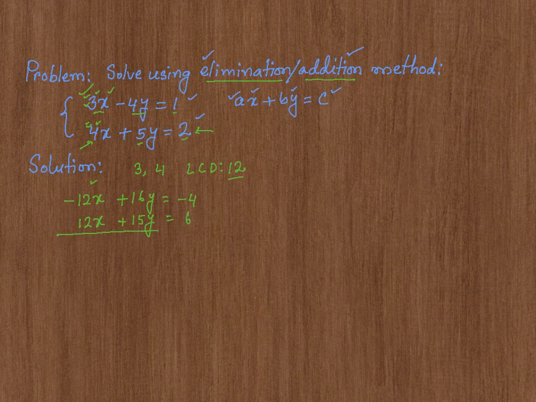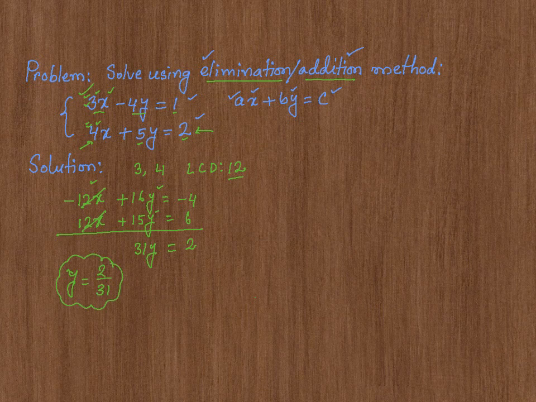Now I am going to add these two equations. Negative 12x and positive 12x cancel out, and 16y plus 15y is 31y, and on the right-hand side negative 4 plus 6 is 2. Now I divide both sides by 31, so I get y is equal to 2 over 31. So that's the y value.